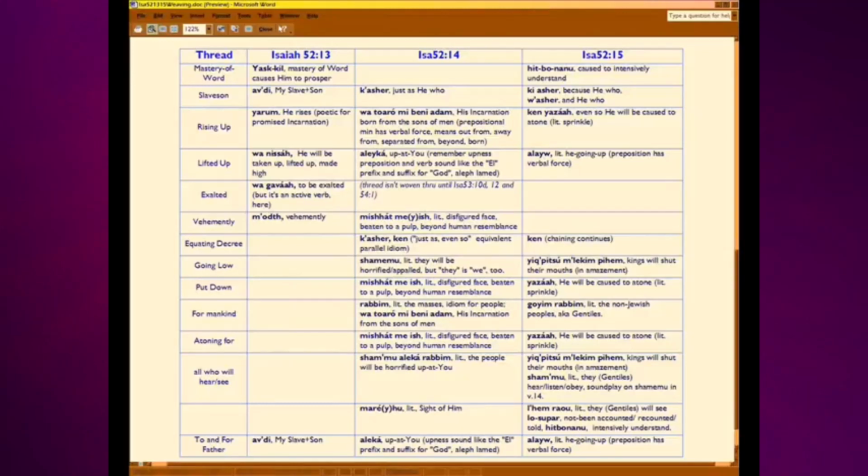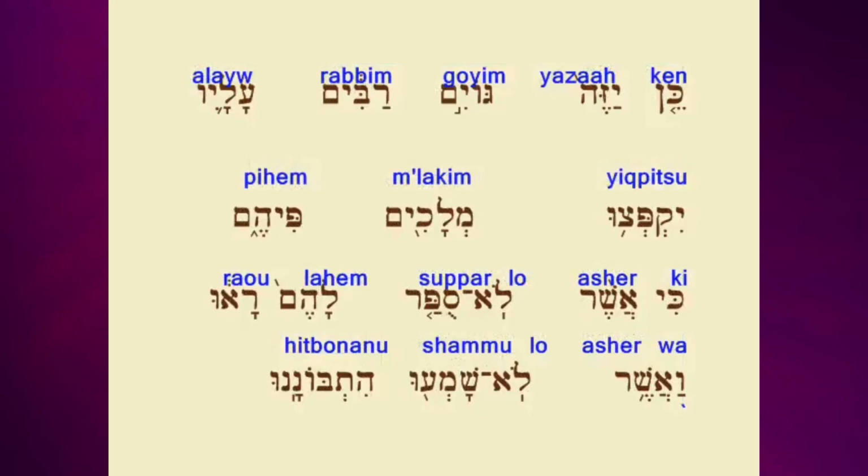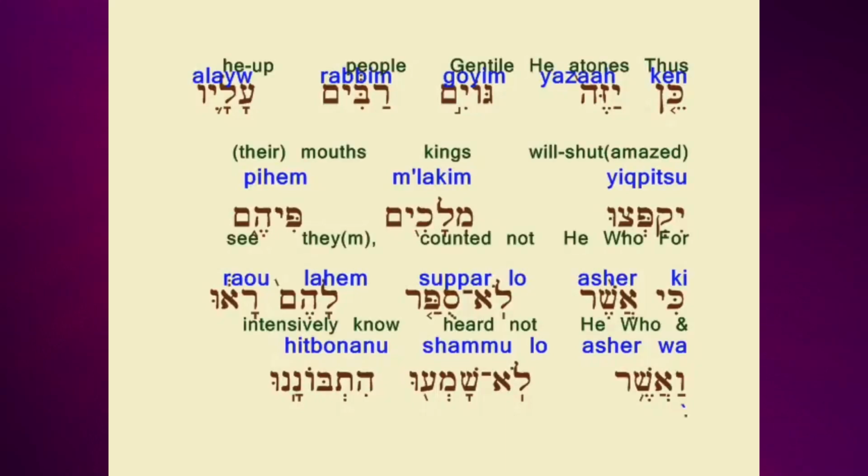Okay, and you'll notice also there's so much pairing that goes on here. It's like, how do you do this off the top of your head? Okay, you got bin, which is to understand, and that's also a pairing off of Rao, to see, because you're seeing with your understanding. Okay, and then you've got Asher paired again within 52:15. Ki Asher lo supar lachem Rao. Okay, Asher, and then Wa'asher lo shamu hitbunanu. So you got the two uses of Asher. Yeah, he who is God, he who is human.